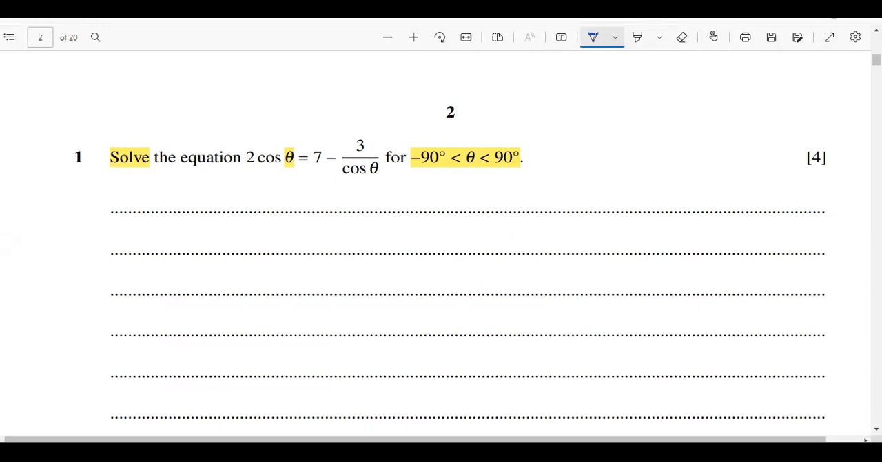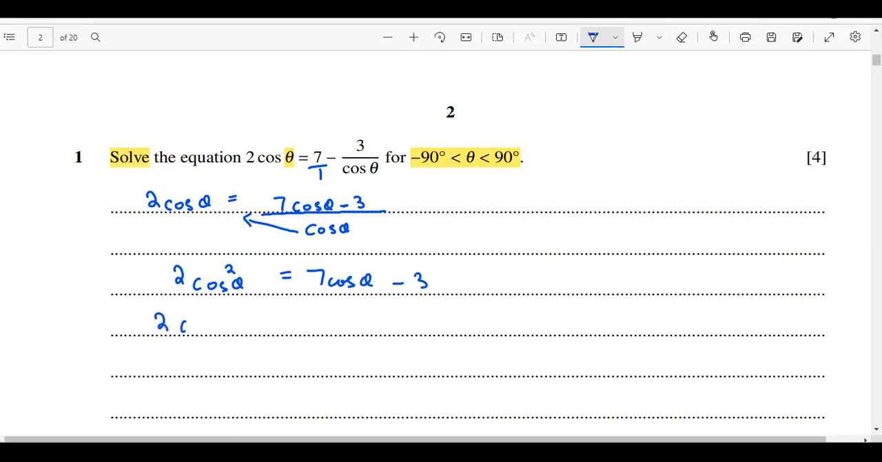So I can write 2 cos theta as it is, equals, and I can take the LCM on the other side. I have 1 here and cos theta here, so it would be cos theta. So I would get 7 cos theta minus 3. Now I can multiply this cos theta on the other side and I would get 2 cos squared theta equals 7 cos theta minus 3. So it is 2 cos squared theta minus 7 cos theta plus 3.